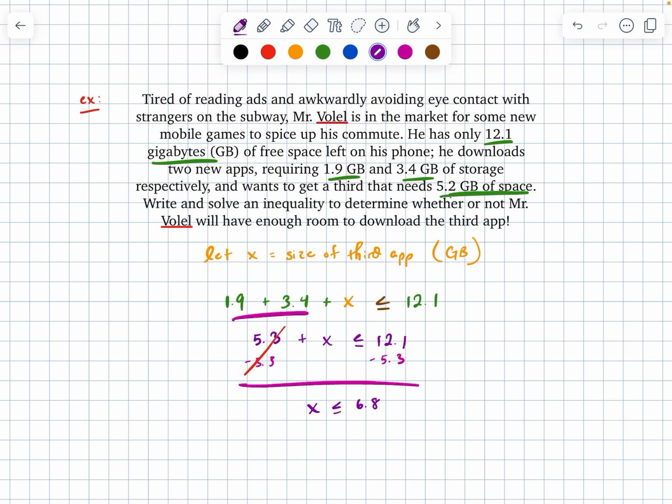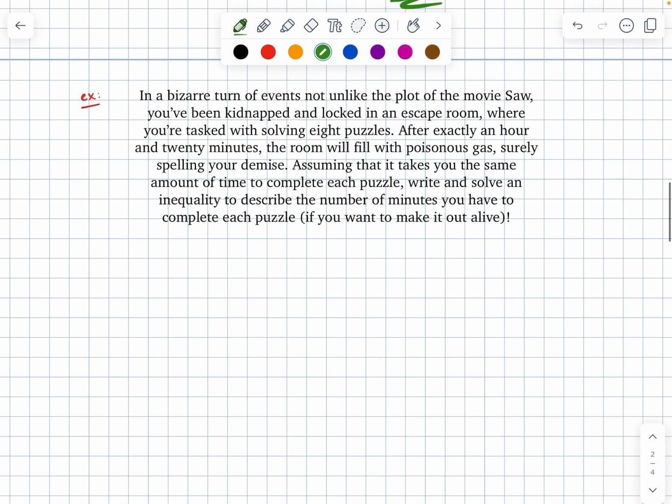So I know that x needs to be less than or equal to 6.8, and then in this case, I'll include my unit of gigabytes. The third app is 5.2 gigabytes, I said. So in the context of this problem, is 5.2 the amount of space less than or equal to the 6.8 that I have left after I download my first two apps? Well, yes, ma'am, it absolutely is. So the answer to my question here is yes, I have enough room to download that third app. Fantastic. Let's move on to another.